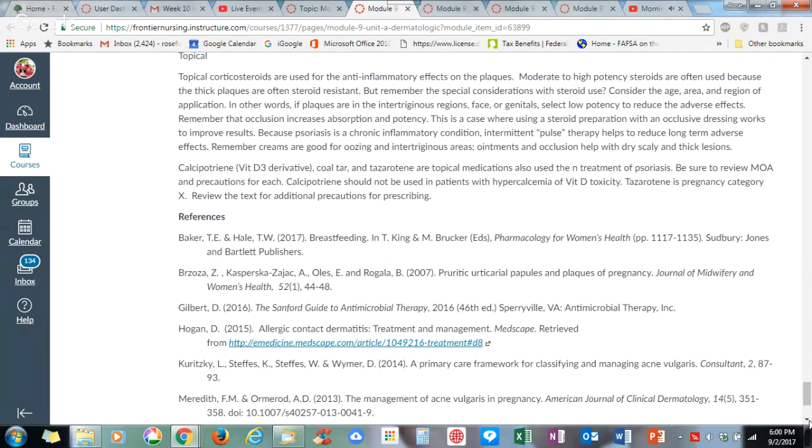Calcipotriene, which is a vitamin D3 derivative, coal tar, and tazarotene are topical medications also used in the treatment of psoriasis. Be sure to review mode of action and precautions for each. Calcipotriene should not be used in patients with hypercalcemia or vitamin D toxicity. Tazarotene is pregnancy category X. Review the text for additional precautions for prescribing.